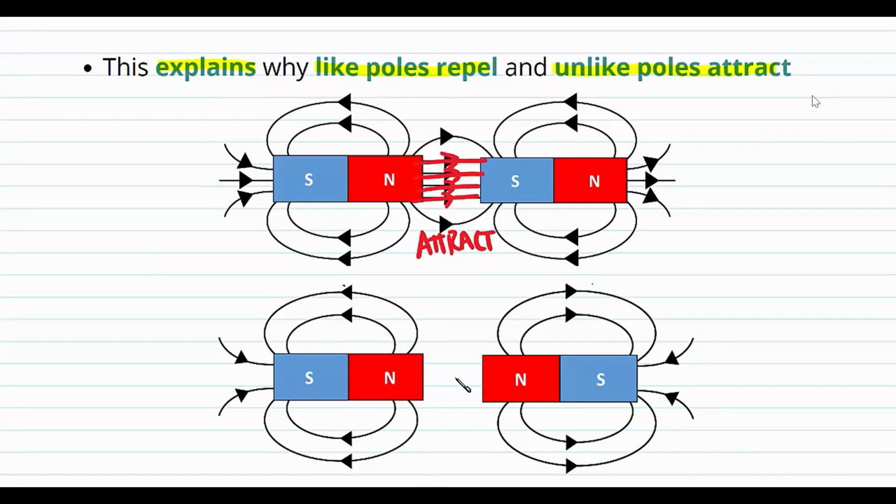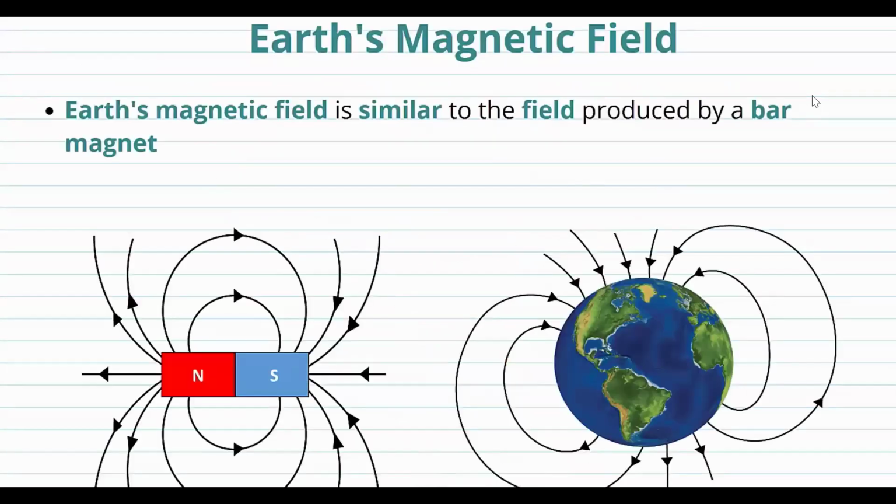However, here we see that there are no field lines and the North Poles are pushed away from each other, so they repel. Now we're going to discuss the Earth's magnetic field.